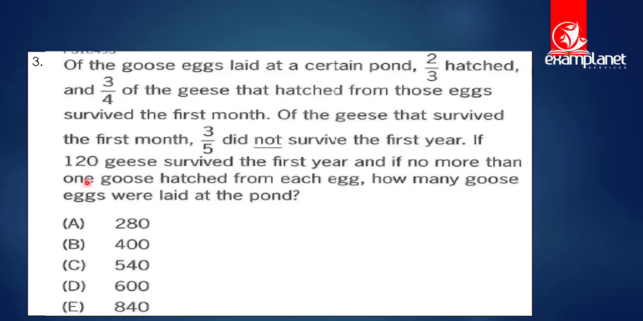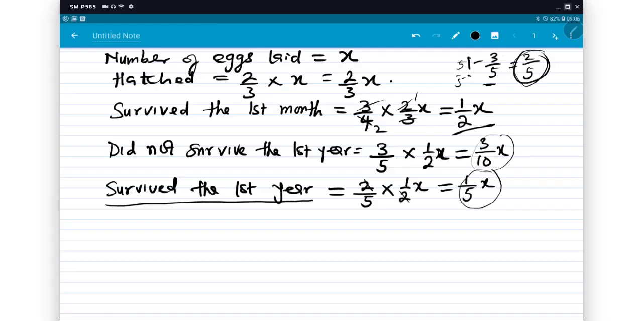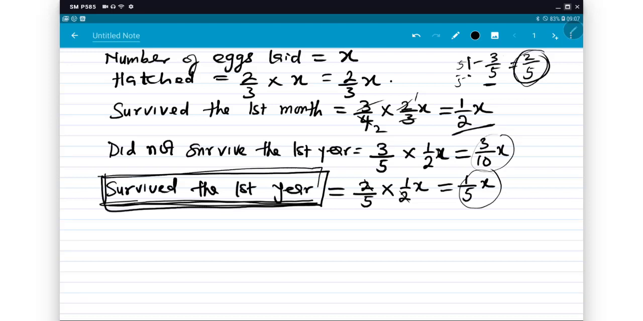Okay, so let's continue with this. Now 120 geese survived the first year. So what does that mean? Survived the first year is equal to 120 geese. You can see that's what they want us to use, and the fraction is 1 over 5. So it means 1 over 5 of total is equal to 120. Those are the ones that survived the first year.